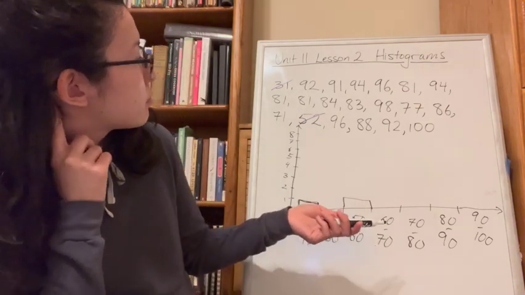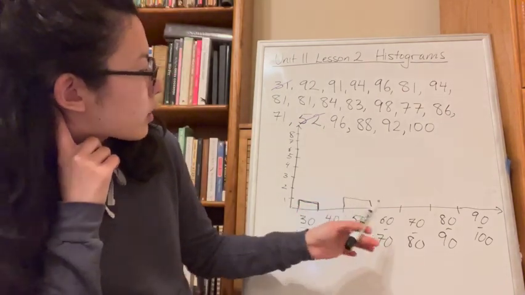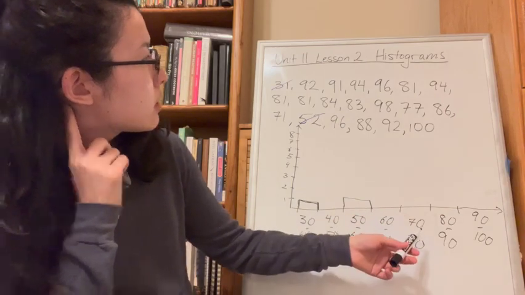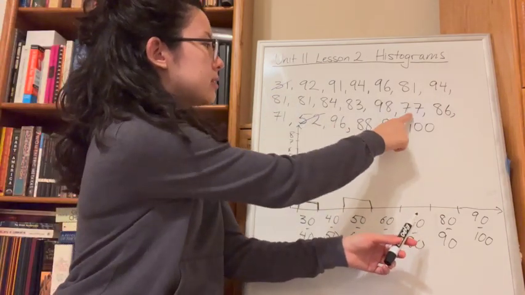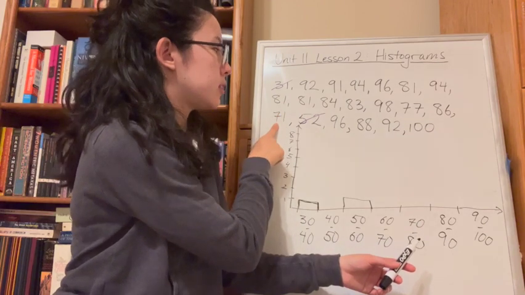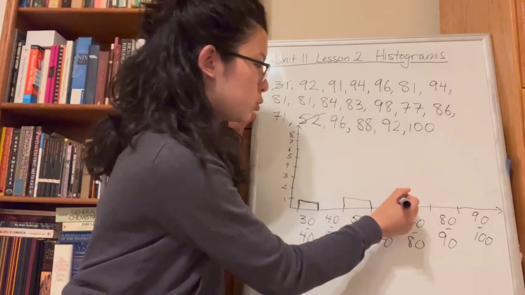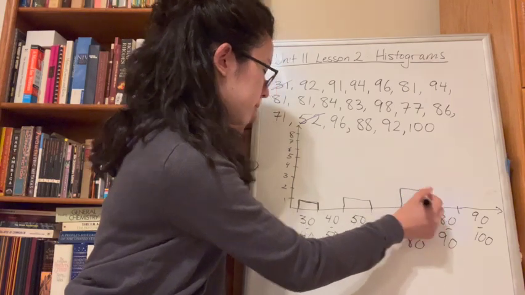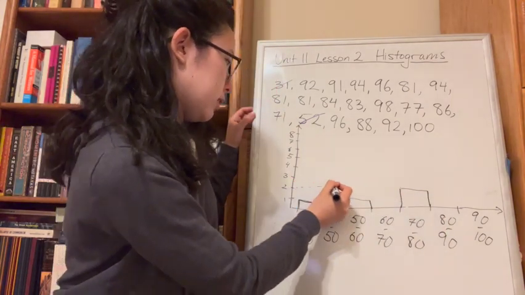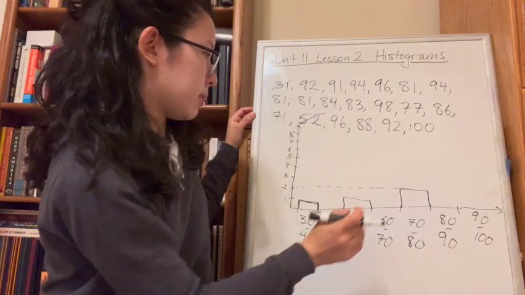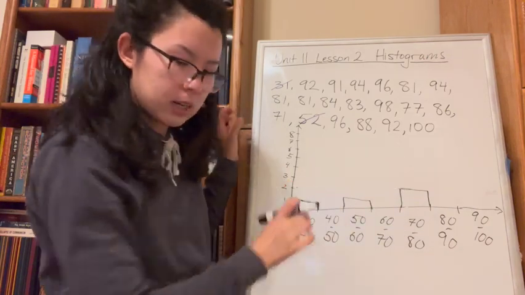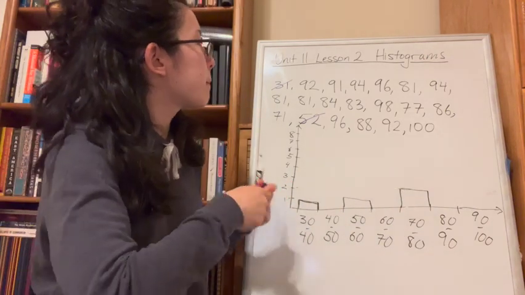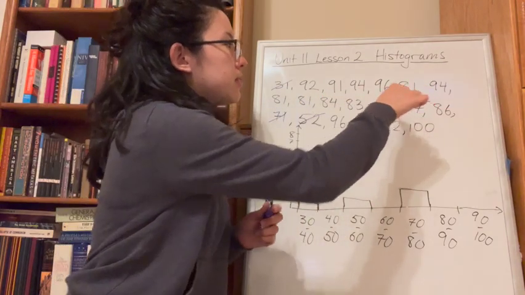Anything in that bin? I don't see anything. Okay, the next bin, 70 to 80. Well, I've got 77 and I've got 71. So 2 data points go in that bin. I'm trying to make sure that it really lines up here, but yep, that's about right. Okay. And let me cross those out as well. So we did 71 and we did 77.